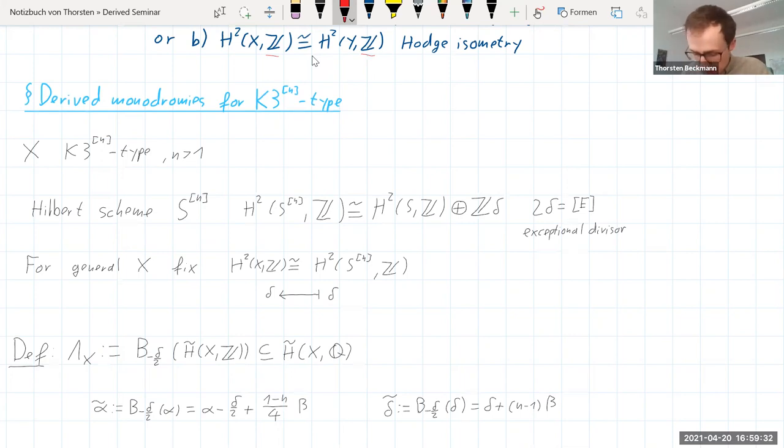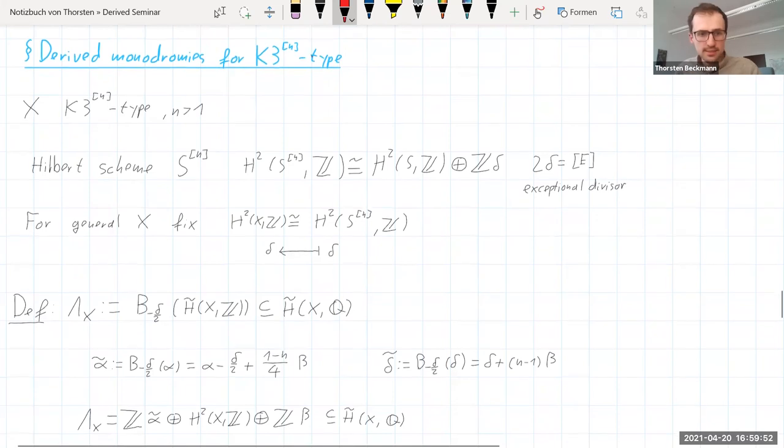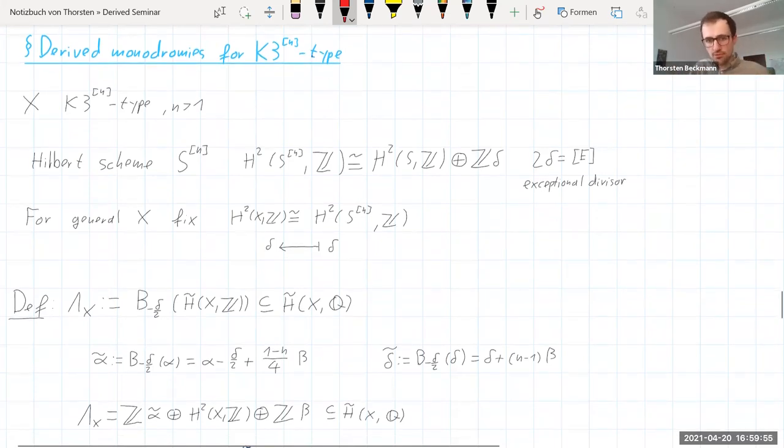And for a general hyperkähler manifold of K3^[n] type, I fix an isometry. So basically what I do, I fix a marking because I want a fixed element delta of square 2 minus 2n and divisibility 2n minus 2. And with that, I can now define a lattice, an integral structure mimicking the K3 surface situation. I can define the extended Mukai lattice integrally. So I can take Z times the class alpha, Z times the class beta, and the integral cohomology, and take its image under this isometry. And this is the definition of the lattice lambda X.